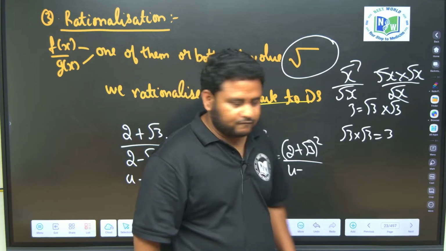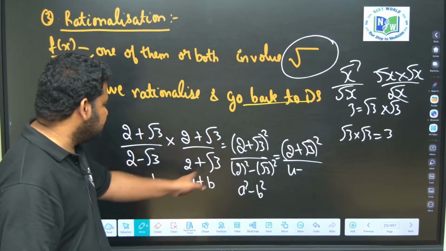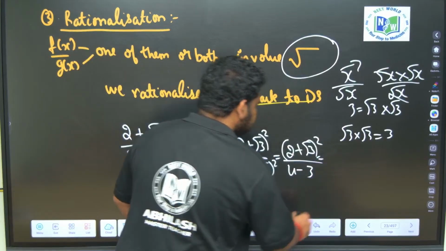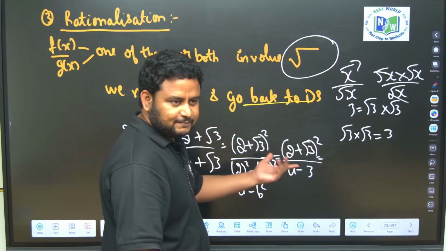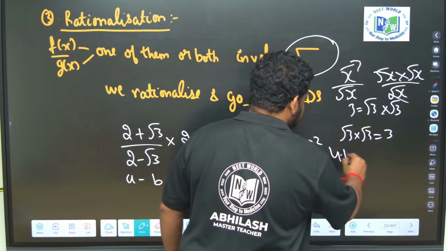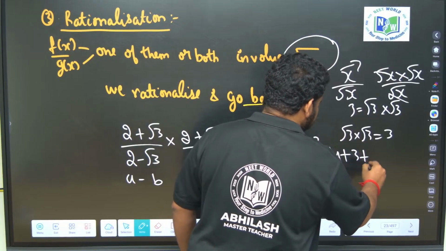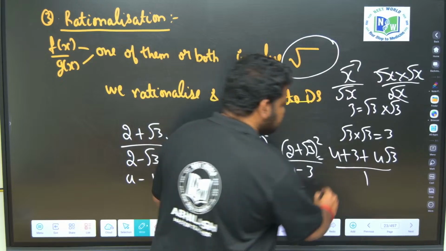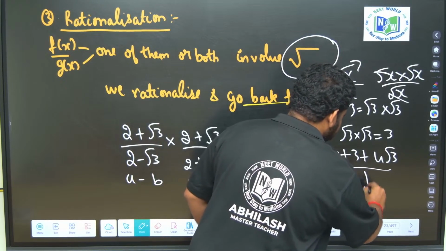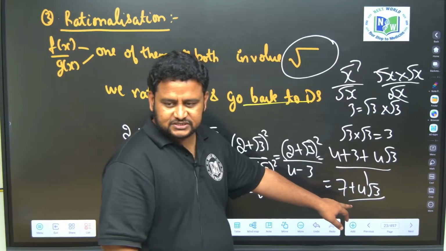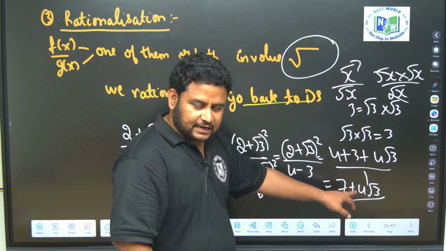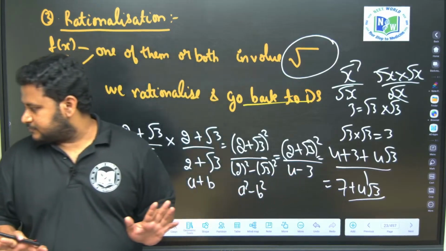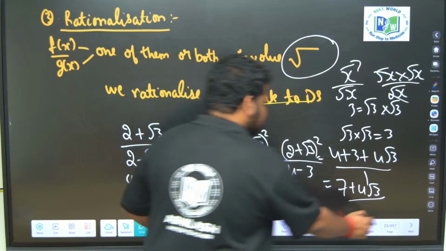Got it? Now when I talk about this question, see what I will get. 4 minus what? 4 minus 3. So this will be equal to 2 plus root 3 whole square, which is a plus b whole square. So this will become 4 plus root 3 into root 3 is 3 plus 2 into 2 is 4 root 3, divided by 1. So 4 plus 3 is 7 plus 4 root 3. So this one, nothing I can do, because this is an irrational number and this is a rational number. Rational and irrational I cannot add. You keep it as it is. That's it. Got it? Now let us go to the question and solve.